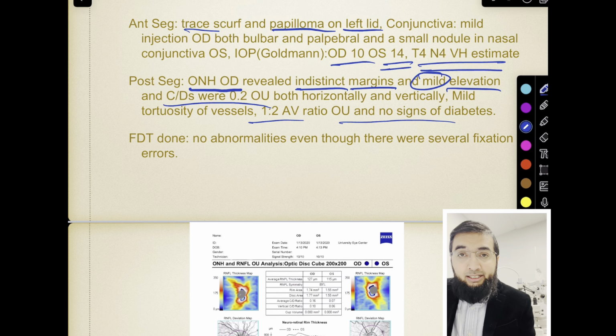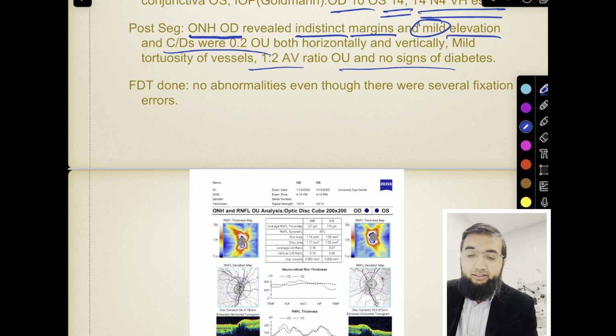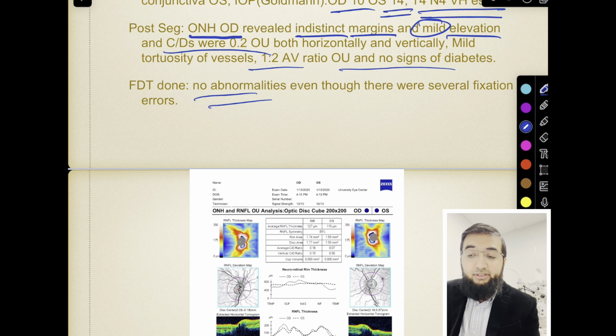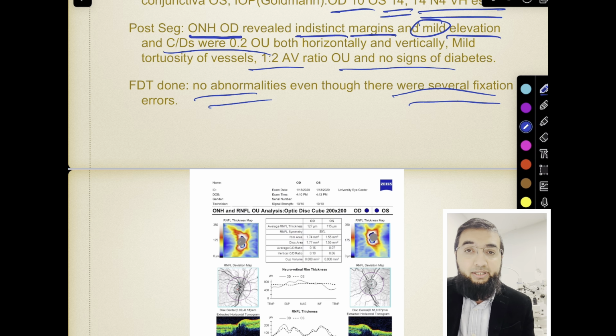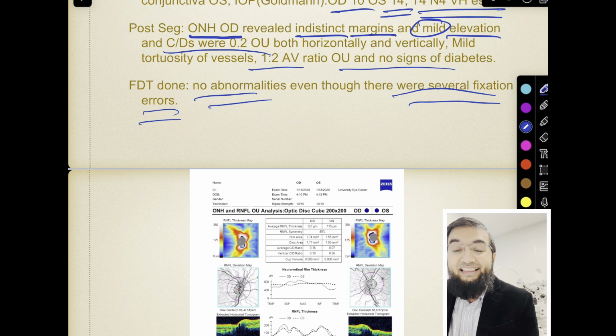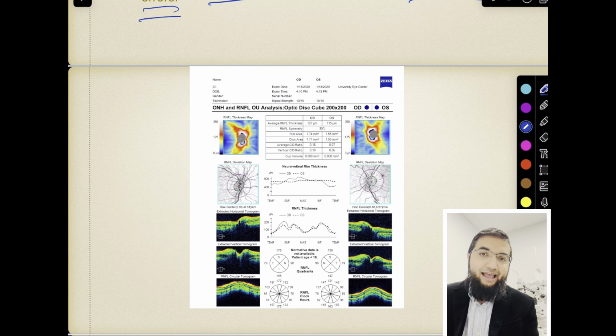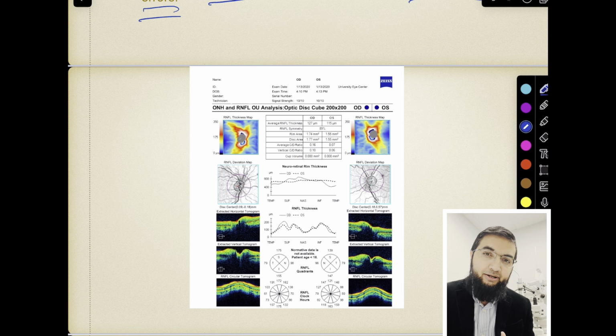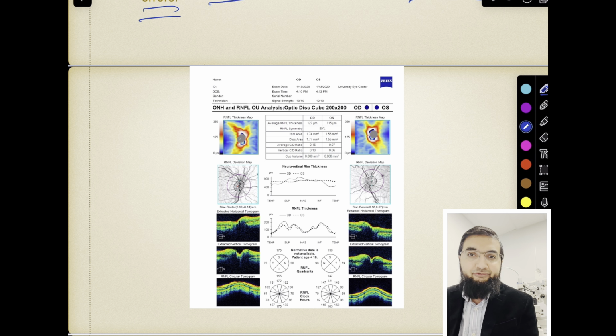FDT was done. It's a screener visual field that came back normal. Even though there were several fixation errors when the patient was performing it, overall the FDT is normal. Okay, that's why I don't rely too much on the FDT, even though I still do it, because it's not a very reliable test and there is a better field. That's why we ordered that field in this patient.